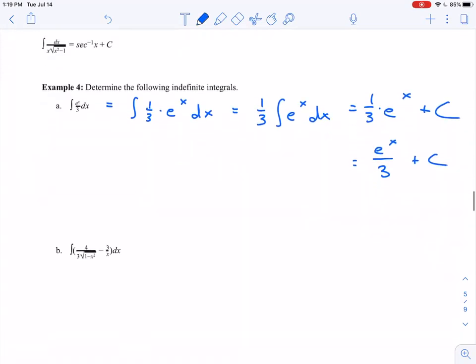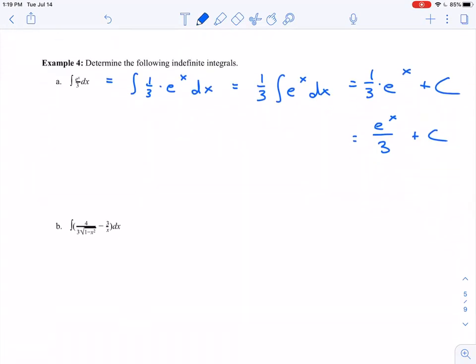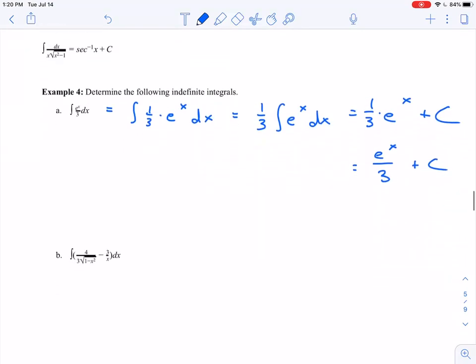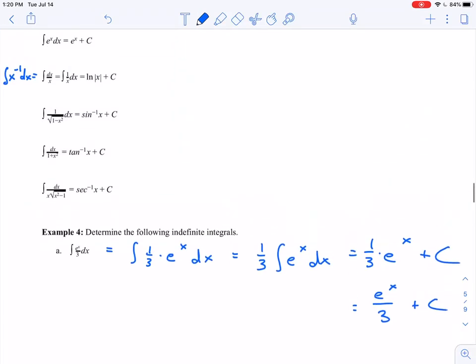Next up, I have part B. I have the integral of 4 over 3 times square root 1 minus x squared, minus 3 over x, dx. I look at this, I see that square root of 1 minus x squared in the denominator. I say, hey, this guy right here looks like the derivative of sine inverse of x. I also see 3 over x, and I say, hey, that looks an awful lot like 1 over x.